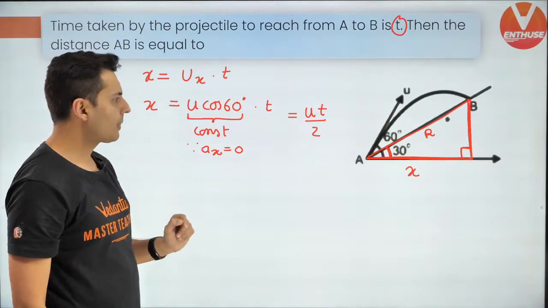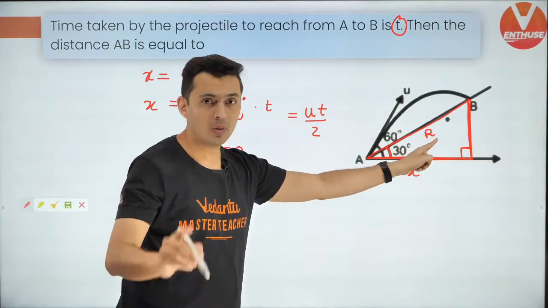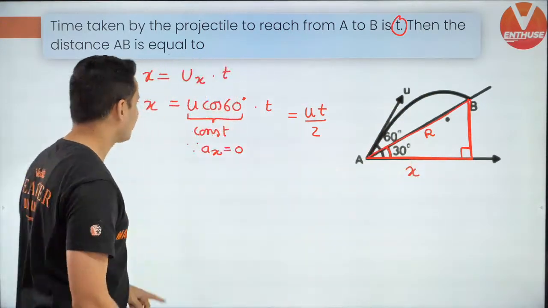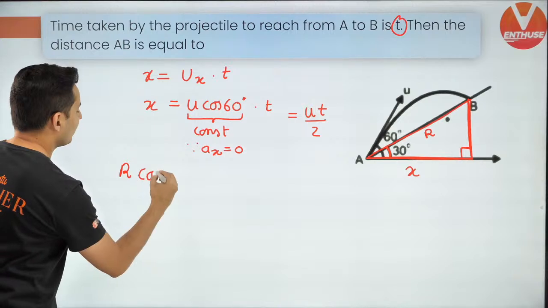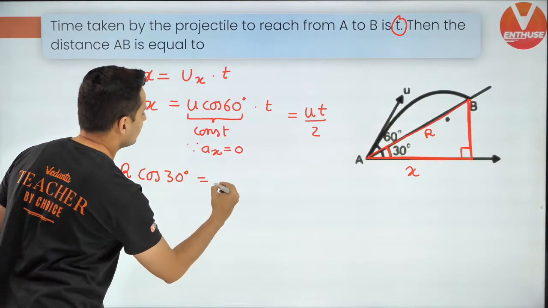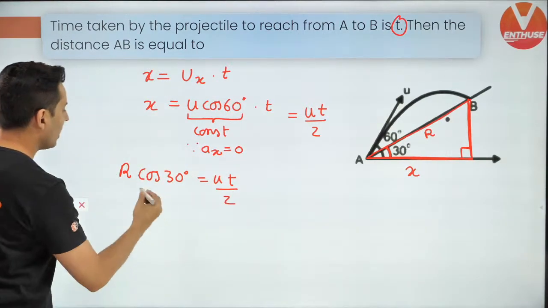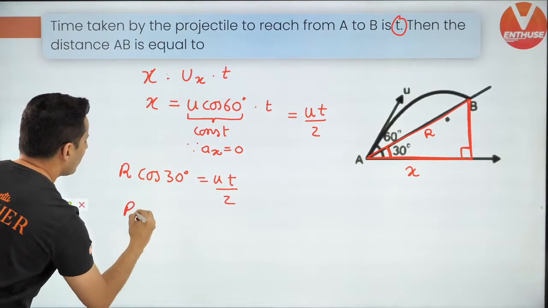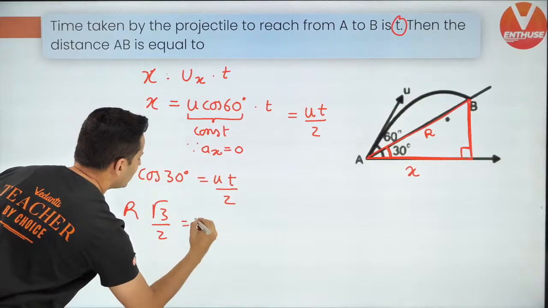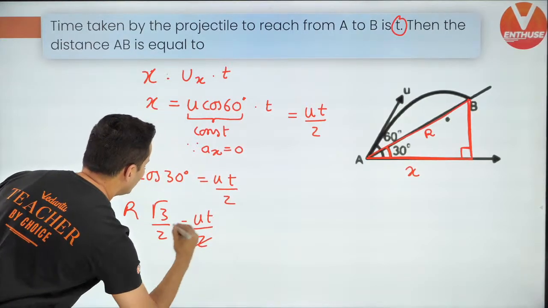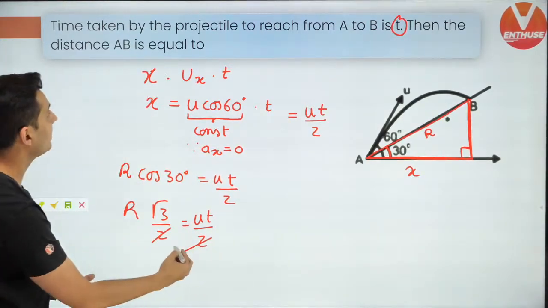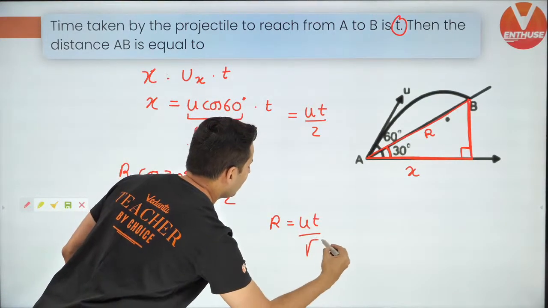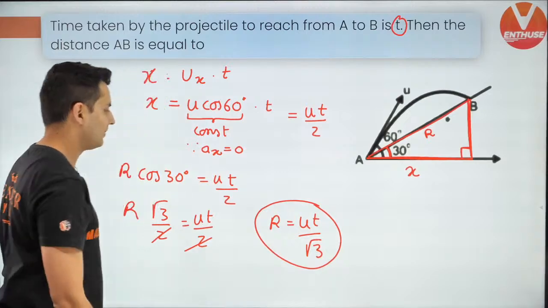But hold on. X is also, don't forget, r's cos 30 component by geometry. So this is also r cos 30 degrees, and that is going to be ut by 2. And what is cos 30? So I can put it over here itself. Well, cos 30 is root 3 by 2, which is ut by 2. 2 cancels, and what did we have to find? R. Yes, r will be ut divided by root of 3. That is our final answer.